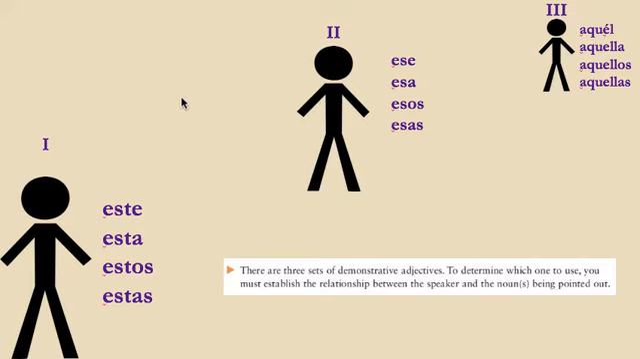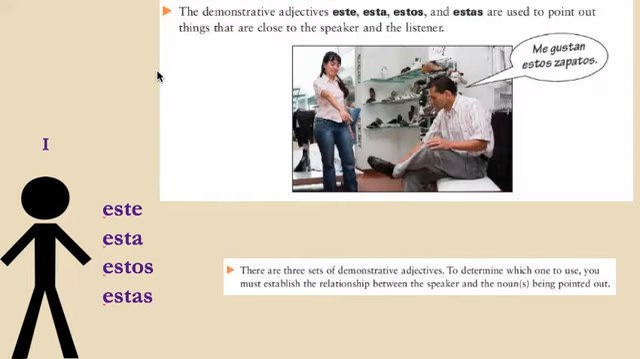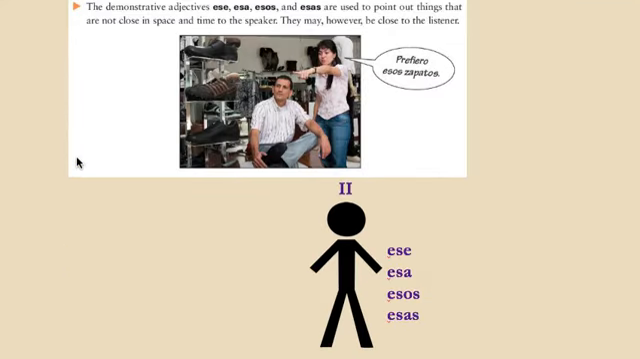So for something close to you, it would be este, esta, estos, estas, this or these. Used to point out something that, as I said, is close to the speaker and the listener. Por ejemplo, me gustan estos zapatos. I like these shoes. The ones right here that are near us. Also remember that this and these have T's, whereas that and those don't.